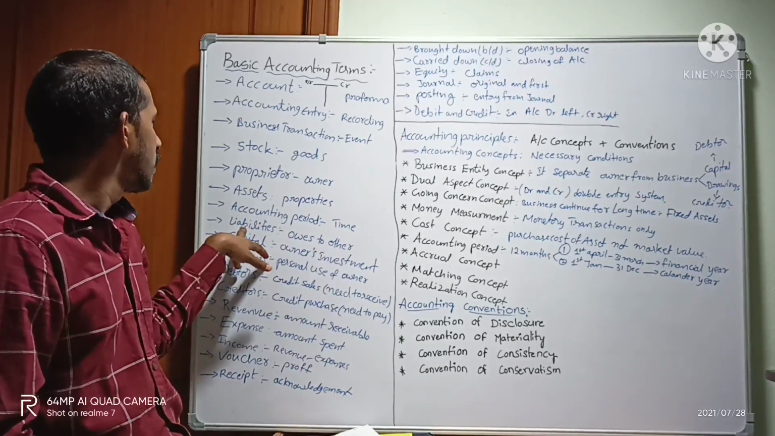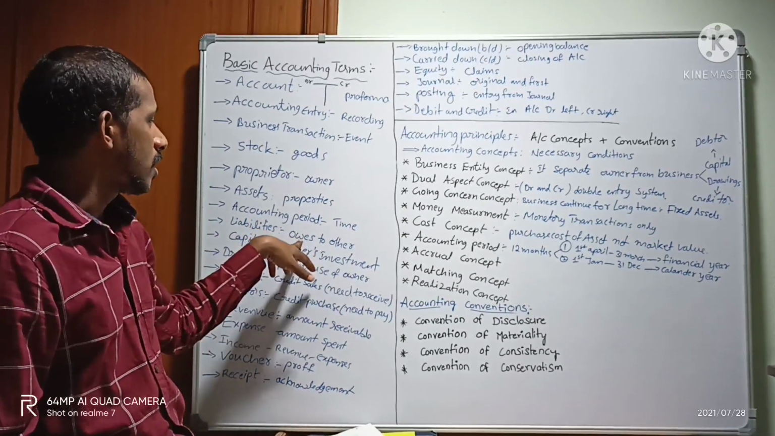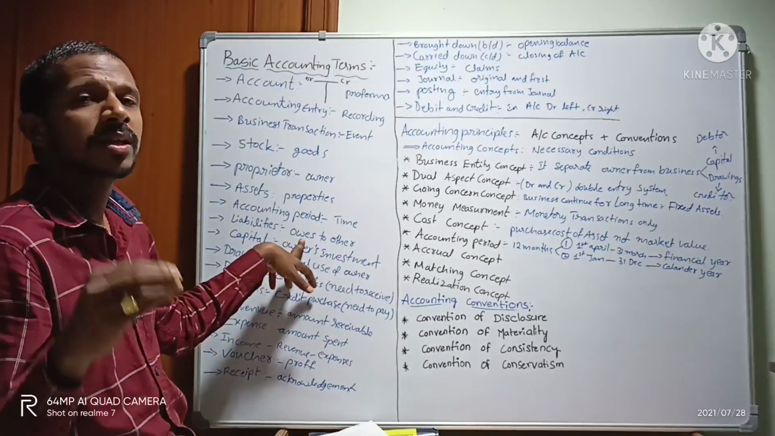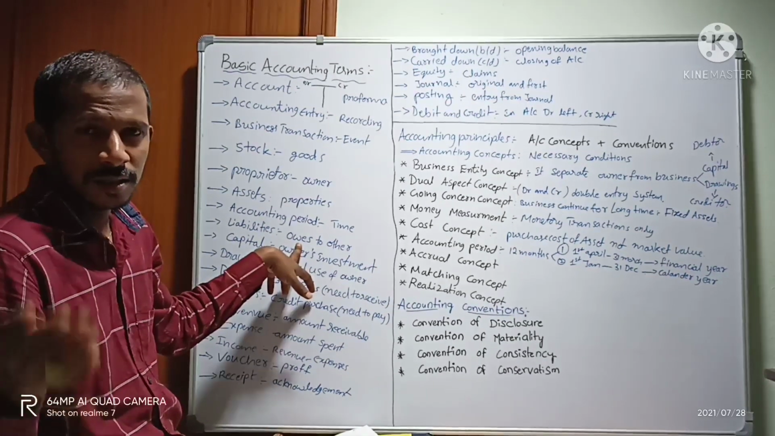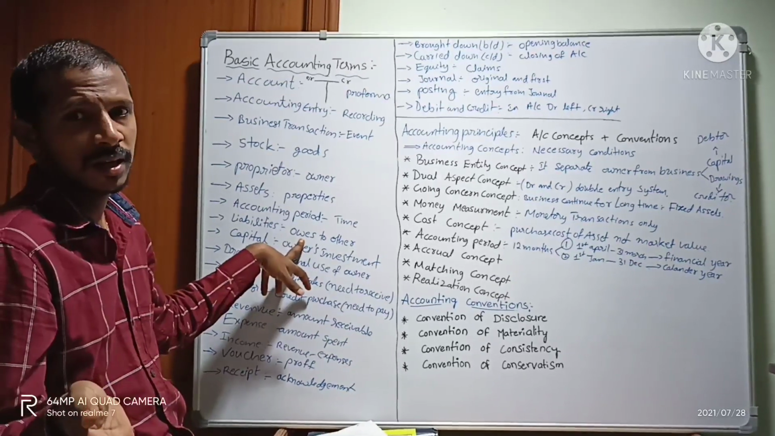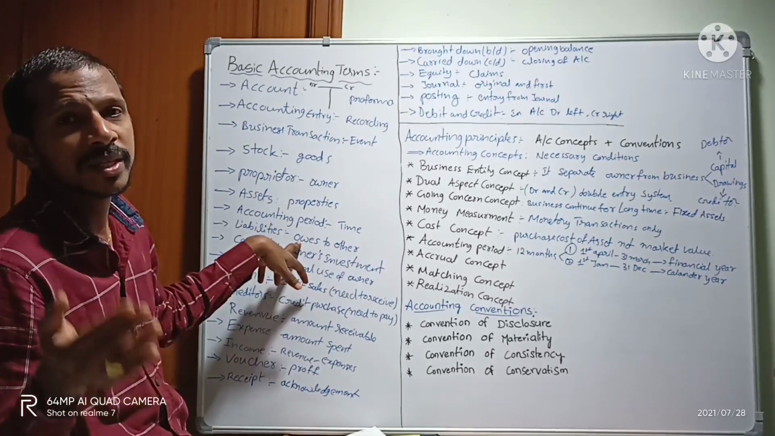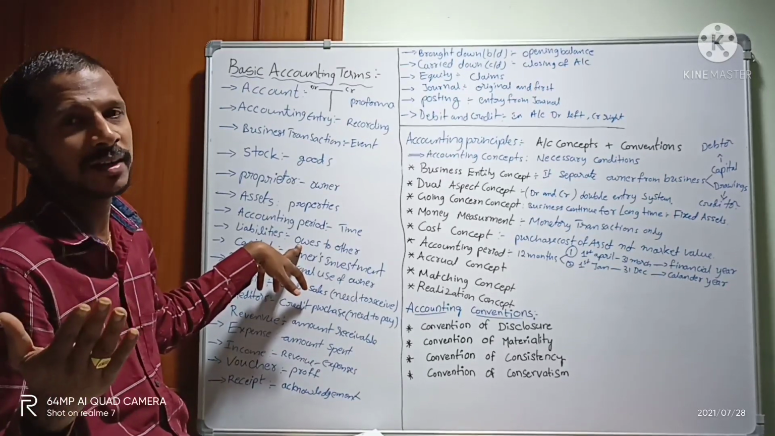Next, liabilities. Liabilities means what the business owes to others. The business owes to others means the business has to pay others. It is a liability, like a payment.